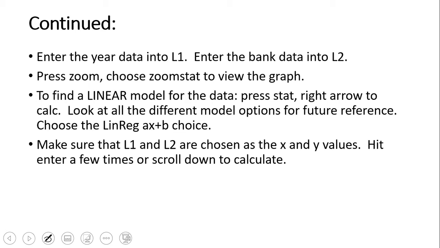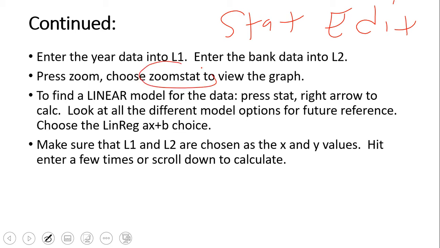You press the stat key, you press the edit key, and then you should go ahead and see your blank list, hopefully. So enter the years 6, 7, 8, 9, 10, 11 into L1. Enter the bank data into L2. Double check to make sure that everything matches up. We want to go ahead and see what it looks like. So you're going to press the zoom key, and then you're going to choose zoom stat. That's going to allow you to see the ordered pairs.